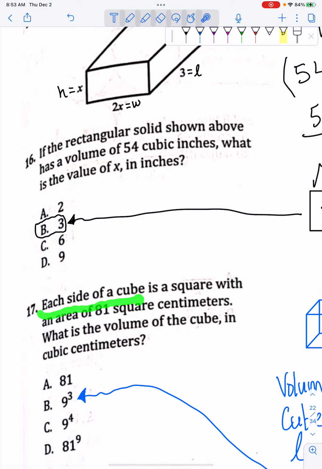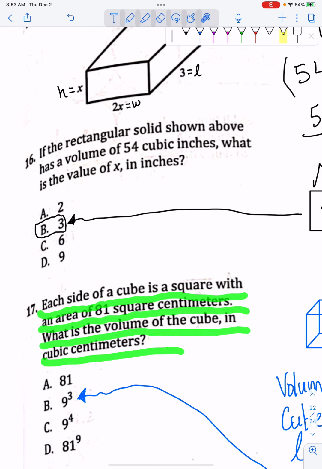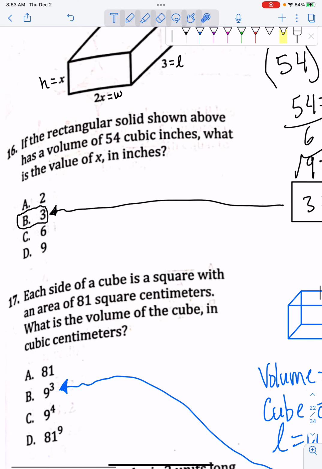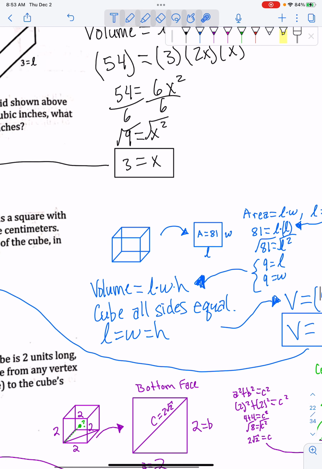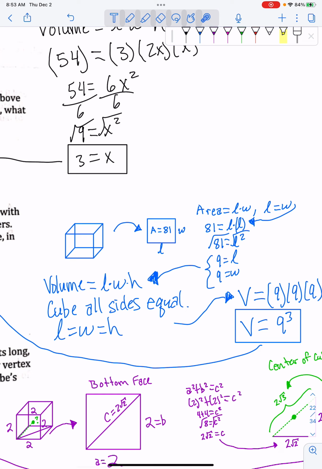Each side of a cube is a square with an area of 81 square centimeters. What is the volume of the cube in cubic centimeters? Again, we have a volume and we have a cube. Those are key words that we want to look at. So we have our nice cube here, and we know that cubes have all sides equal. So volume is length times width times height, and they're all equal to each other. So we could get the bottom of it, and then we just bring it over.